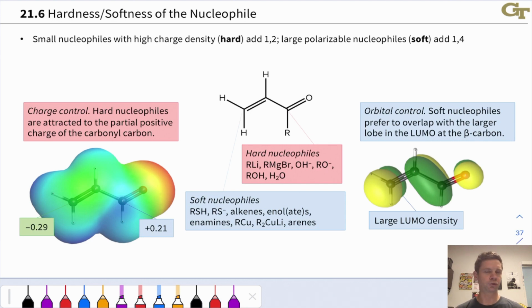And if you look at the partial charges in a typical alpha-beta unsaturated carbonyl compound, this one is acrolein with an aldehyde group directly linked to a carbon-carbon double bond. We see that the carbonyl carbon is definitely partially positive, and at least by my calculations, the beta carbon here is actually partially negative. So under charge control, nucleophiles will tend to want to add to the carbonyl carbon.